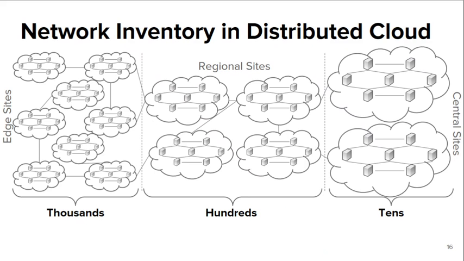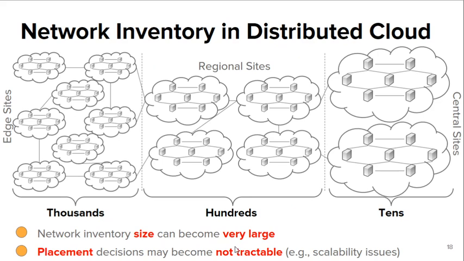However, a typical service provider will have hundreds or thousands of edge and regional cloud deployments, including tens of central cloud deployments. The size of a network inventory may become very large in distributed cloud scenarios. Therefore, management systems, central orchestrators or local orchestrators, face scalability challenges when processing large amounts of data to decide where to instantiate a service or part of the service.